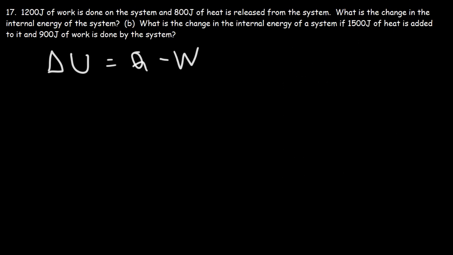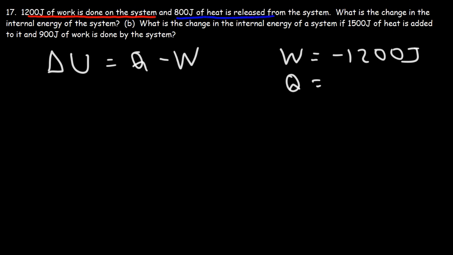So looking at part A, 1200 joules of work is done on a system. So what is W? Is W positive or negative 1200? As we said before, whenever work is done on a system, it's negative. So it's negative 1200. Now what about Q? We're told that 800 joules of heat is released from the system. Is Q positive 800 or negative 800? Because the system releases heat, it's going to be negative 800 joules.